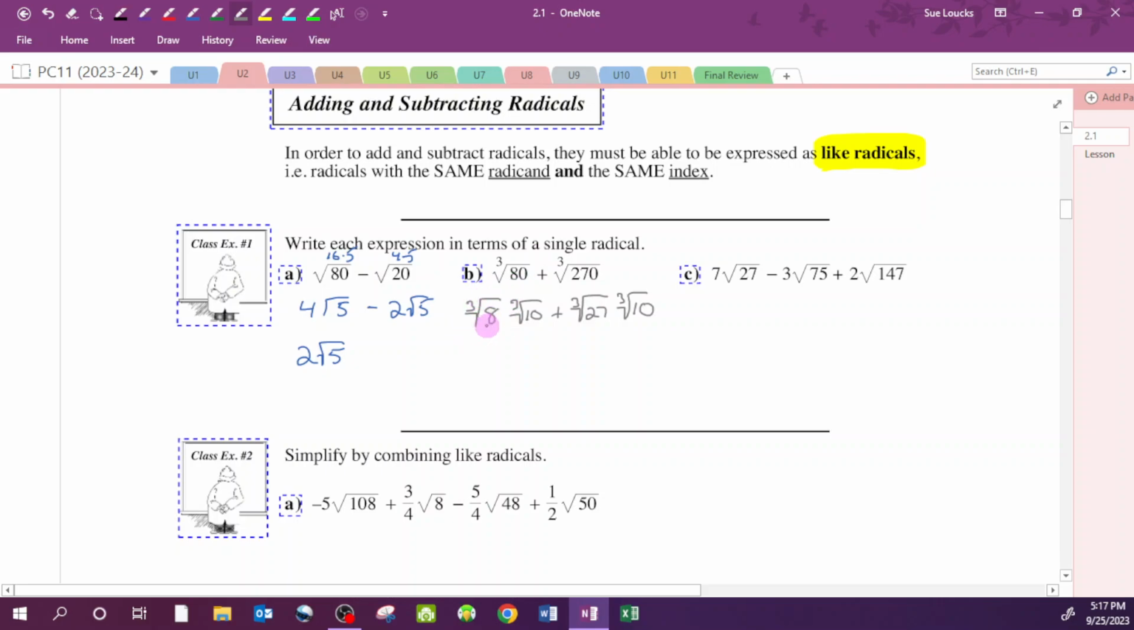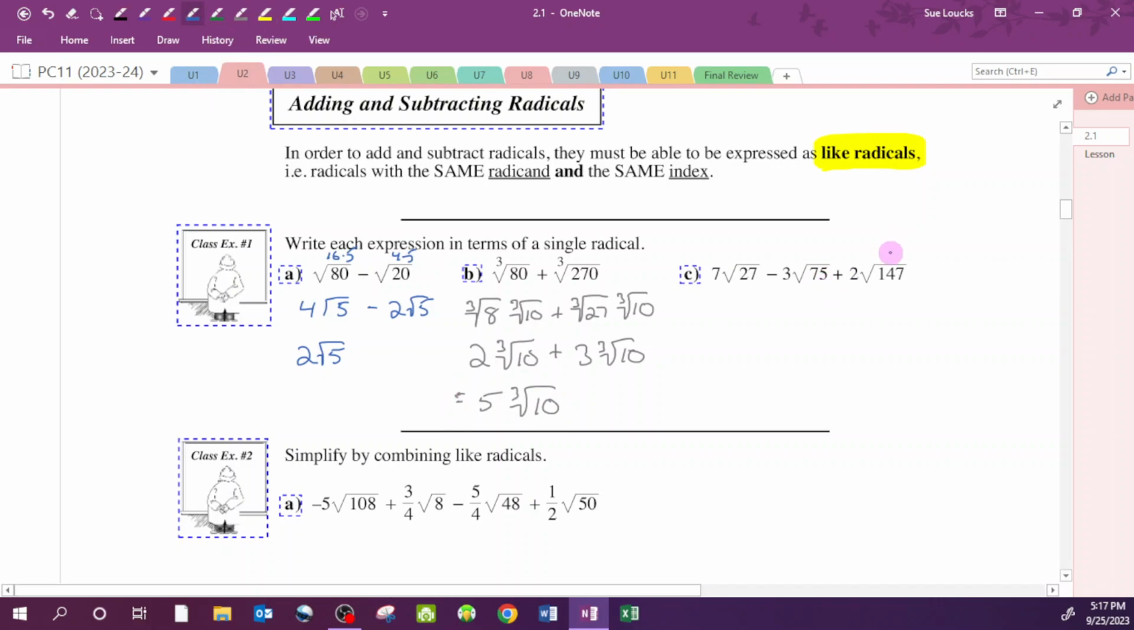Okay, so the cube root of 8 is 2. I can't do anything with the cube root of 10. And the cube root of 27 is 3, cube root of 10. So this equals 5 times the cube root of 10. Okay.